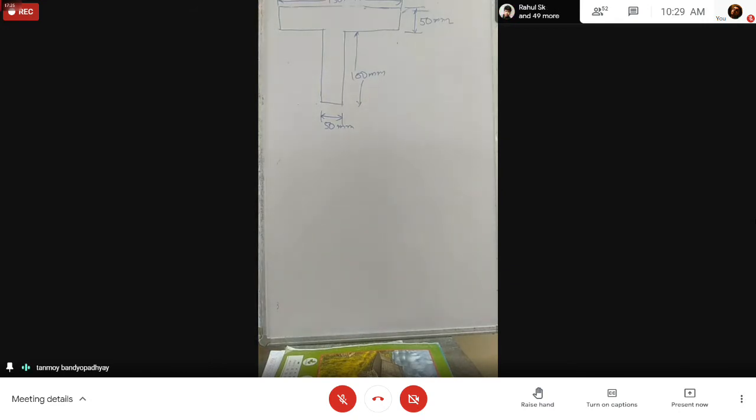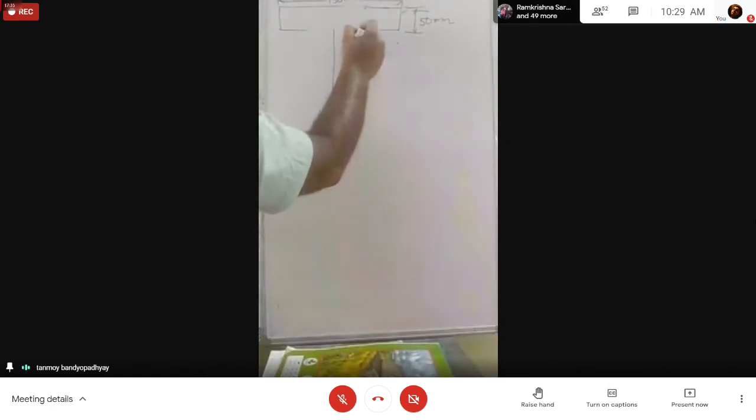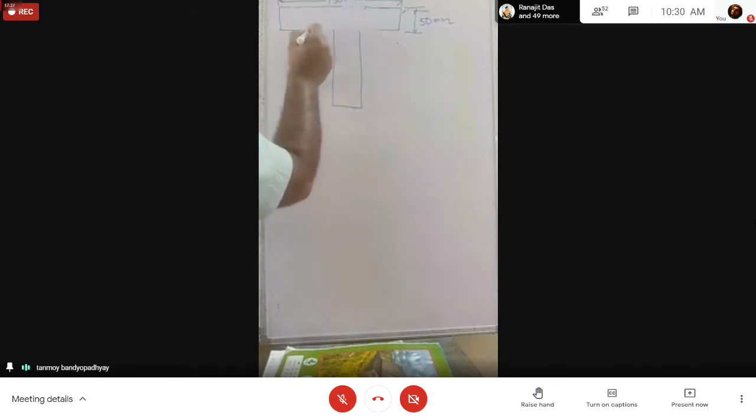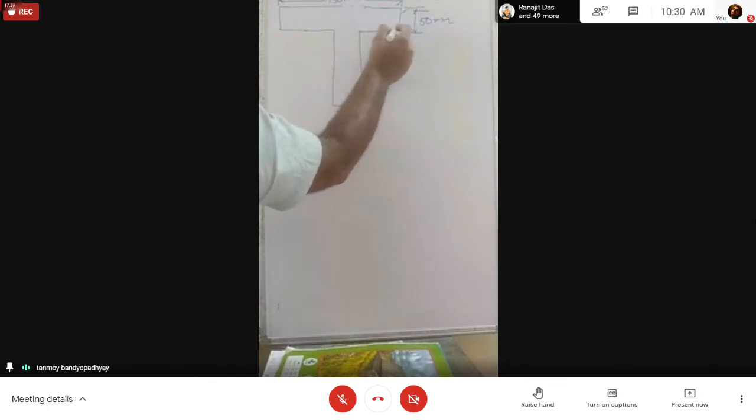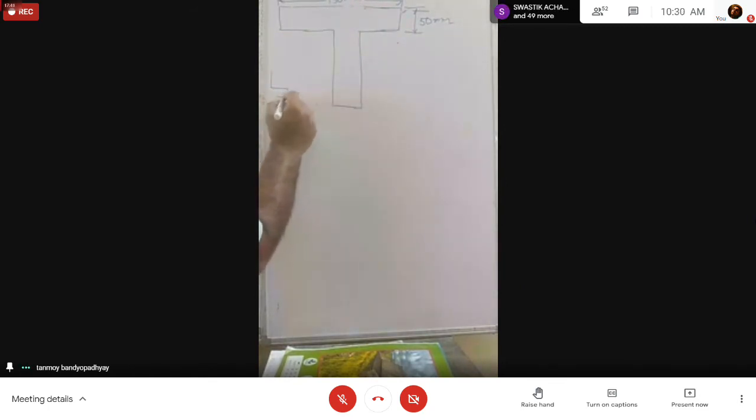As you can understand, for the previous problems we could easily determine the location of the centroid of the figure. For determination of the centroidal axis it was easier because the figures were symmetric, whenever you consider the I section and everything. But when you consider figures like L section, T section, they are not symmetric. So you have to initially consider the location of the centroid.